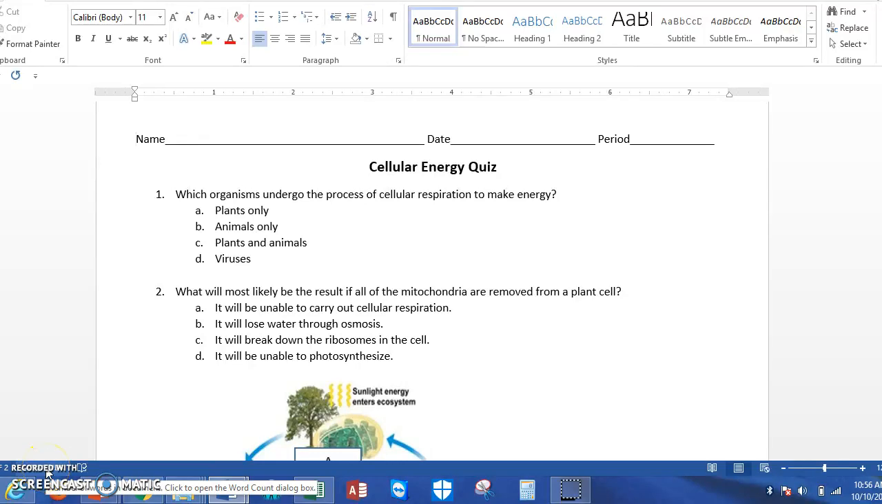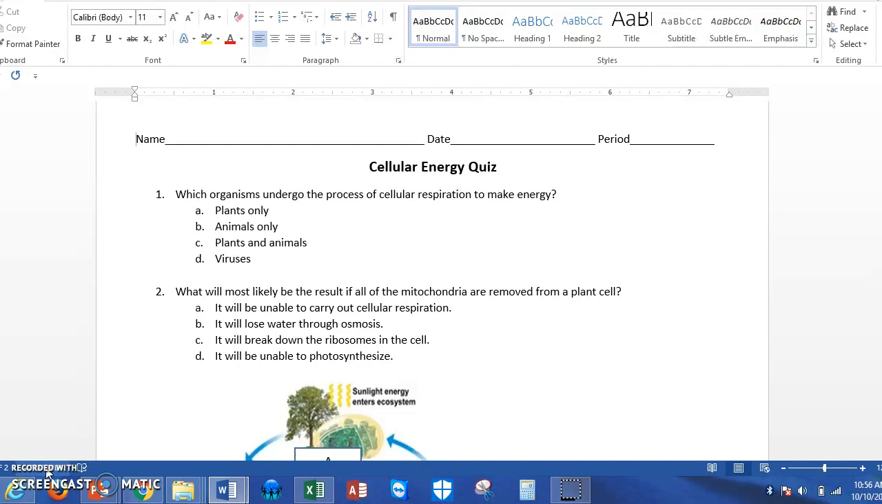Cellular energy quiz. Number 1. Which organisms undergo the process of cellular respiration to make energy? A. Plants only. B. Animals only. C. Plants and animals. Or D. Viruses.